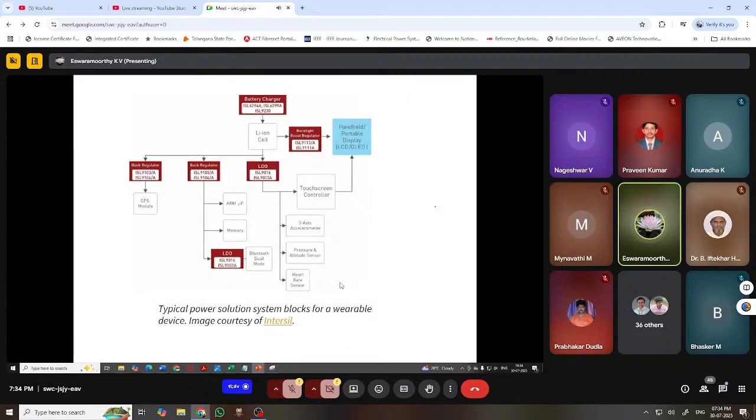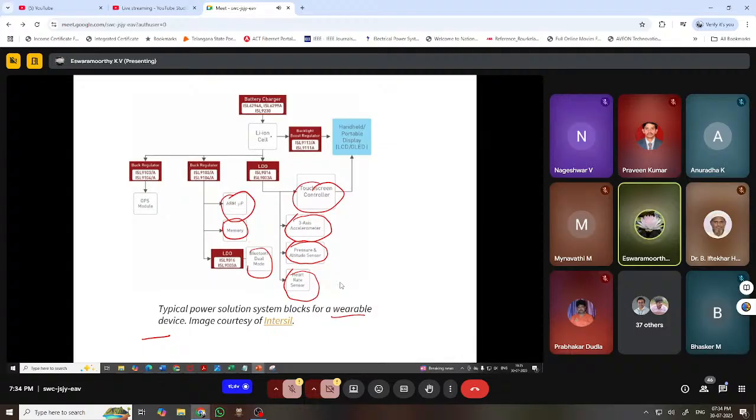Okay. Why are all those things required? Why are the buck converter and boost converter required? For example, if you take a wearable device, everybody has a smartwatch on their hand. What are the things available in the wearable device? We have a touch screen controller and 3-axis sensors like a 3-axis accelerometer, pressure and altitude sensor, heart rate sensor, and we have Bluetooth, we have a memory, we have an ARM microprocessor.